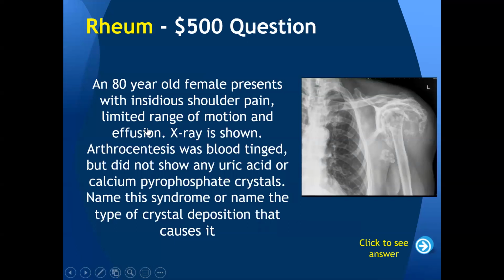An 80-year-old female presents with insidious shoulder pain, limited range of motion, and effusion. X-ray shown. Arthrocentesis was blood tinged, but you didn't find any uric acid or calcium pyrophosphate crystals. Name the syndrome or name the type of crystal deposition that causes it. I'm honestly not expecting anyone to get this unless you did the specific mix-up question. In the shoulder, you can see, it doesn't really look that good. It's got all this hyperlucent deposition in the joint.